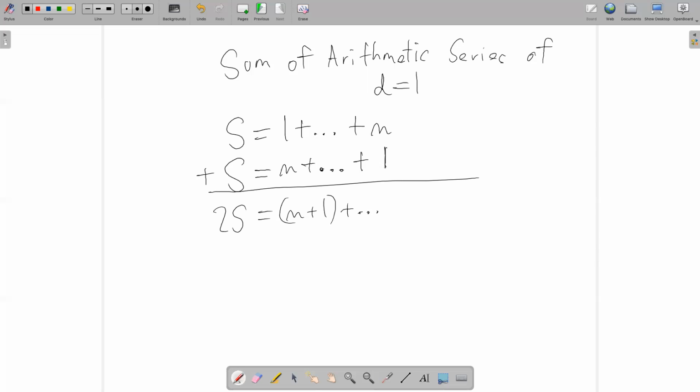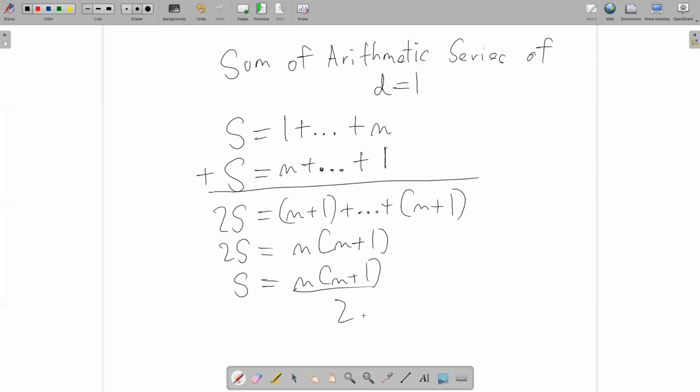Now, how many n plus 1 addends do we have? Well, we said that our arithmetic sequence has n terms, right? So naturally, there would be n of them. And then you just multiply, by the counting principle. Now, simply divide by 2, and you get n times n plus 1 divided by 2.